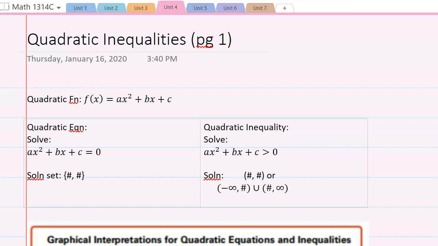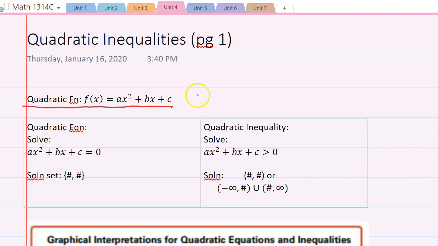Recall that the quadratic function is represented by the function f of x is equal to ax squared plus bx plus c. This is also known as the standard quadratic form. The graph of a quadratic function is that of a parabola. We can also evaluate the function at particular x values.